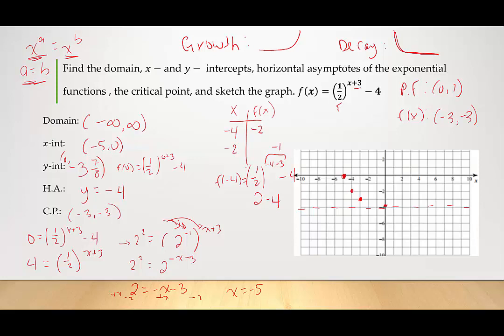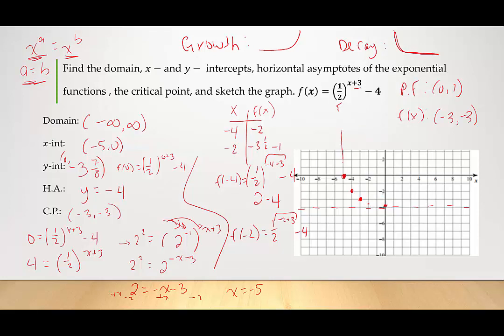Perfect, right in line. And then if I plug in -2, f of -2 is equal to 1/2 to the -2 plus 3, minus 4. -2 plus 3 is 1, so this is 1/2 to the 1, which is a half, minus 4. So what's a half minus 4? That is -3.5. So at -2 the value is -3.5, exactly where it should be.